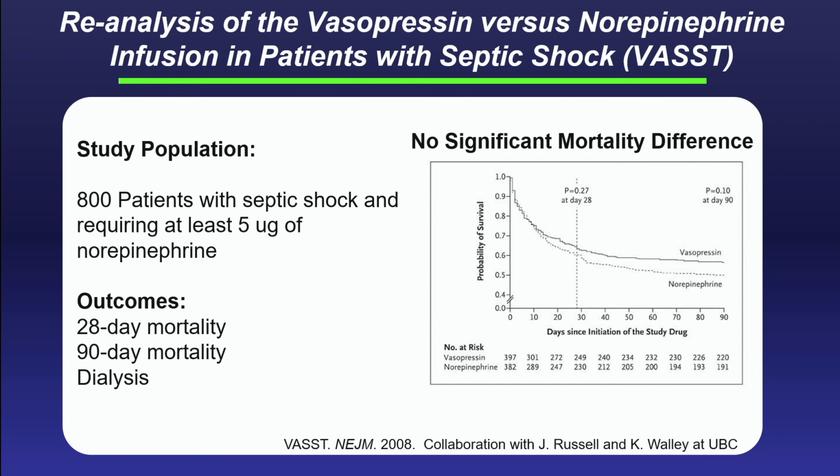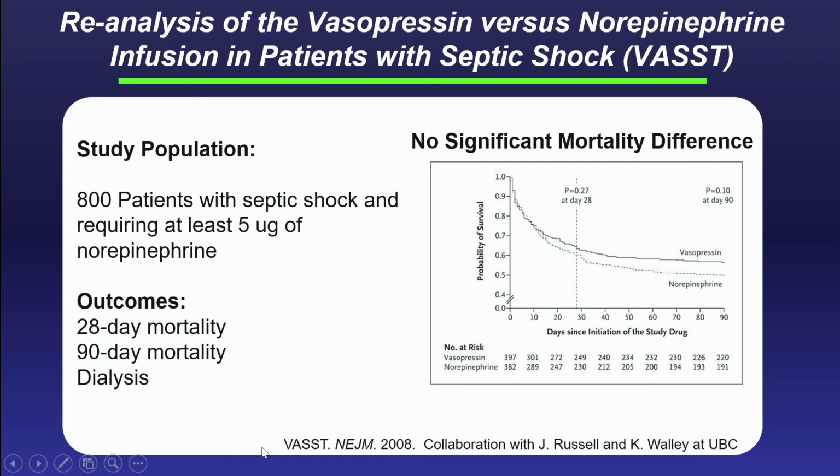So just to remind everyone, VASST included 800 patients enrolled from 20 sites. All patients had septic shock and were already on 5 micrograms of norepinephrine. They were then randomized to 2 arms, either continuing norepinephrine or the early addition of vasopressin. And here's a Kaplan-Meier curve where you can see that for 90-day mortality, there is no significant difference.